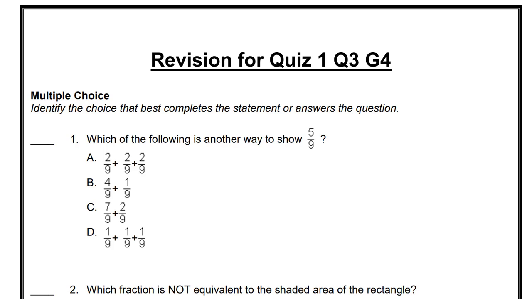Which of the following is another way to show 5/9? If we take 4 plus 1 equals 5, excellent, over 9. So the correct choice is B. Thank you, my hero. Great work. Yes. Ali, what do you want? I was thinking. Oh, you can think without using your mic.